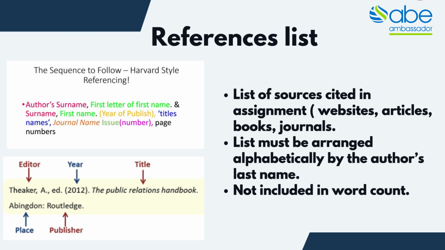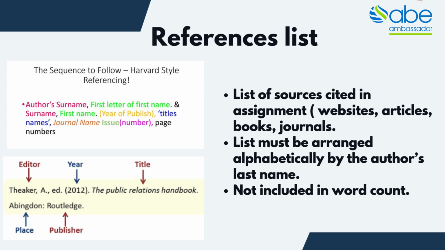So references are also important for your assignment. After finishing your assignment, you will have to provide who you are referring to, like from which source you are referring. So, a list of sources cited in the assignment, like you may have to copy and paste the links of websites, articles, books, and journals. ABE only accepts Harvard style referencing, which you can also Google, and I have also applied some examples that you may check.